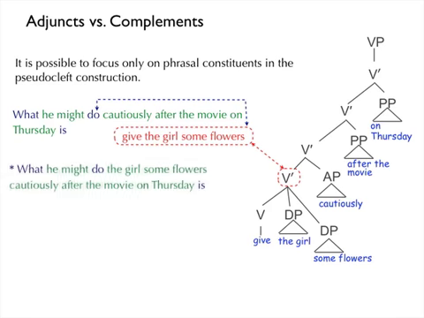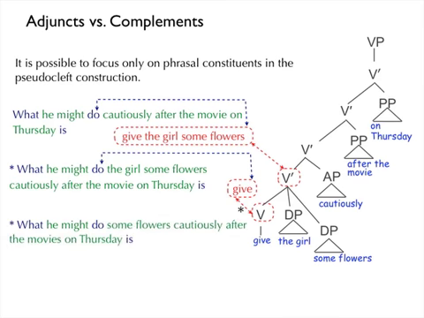And then we try to take it further. What he might do the girl some flowers cautiously. Bad. Because our explanation is that give is not a phrasal constituent. The pseudo-cleft construction wants a phrase. It wants a whole phrase. It has to be a V-bar or a VP. That's it. Give is not a VP, it's just a V. It's a constituent, but it's just a single word constituent.